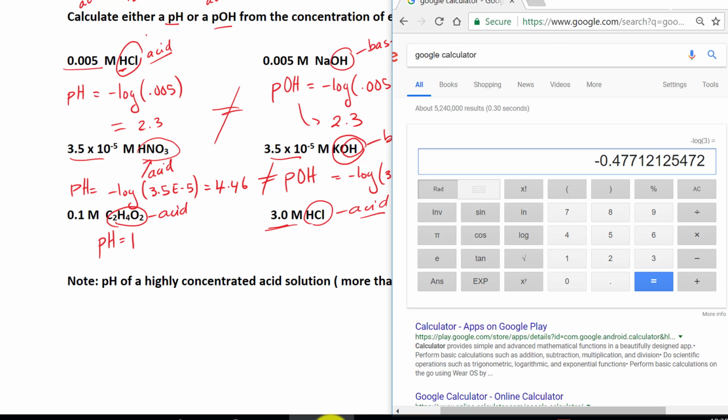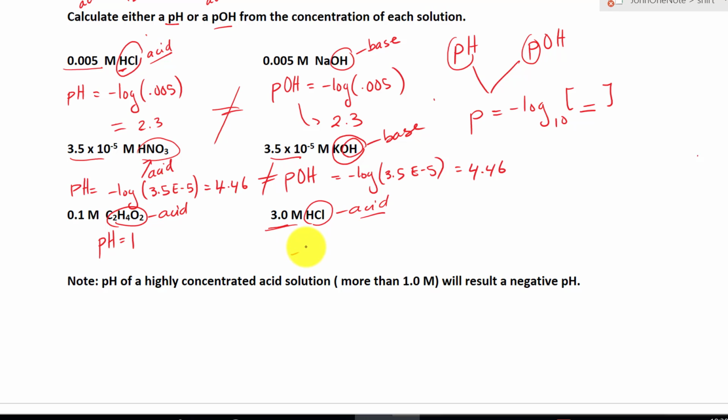In this case, we have a negative pH. That tells you it is extremely corrosive. So don't touch it because you're going to hurt yourself. When we have a highly concentrated solution, which is more than 1 molarity, it will result in a negative pH. And that's pretty much it about acids and bases.